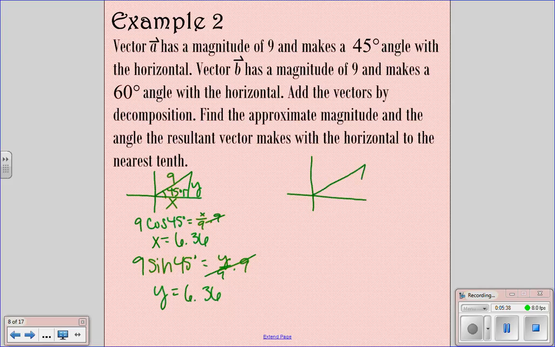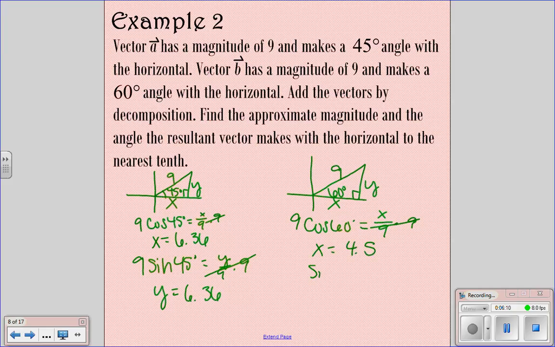So we're going to draw it. So we have 60 degrees, and then we have x and y, and the magnitude of it is again 9. So we're going to do the cosine of 60, and we're going to have x over 9. And so multiply by 9 on both sides. And so you should get your x value is 4.5.